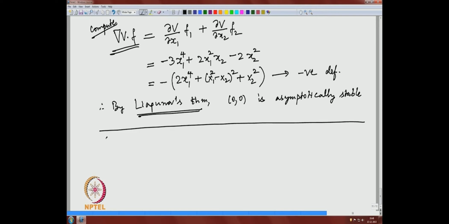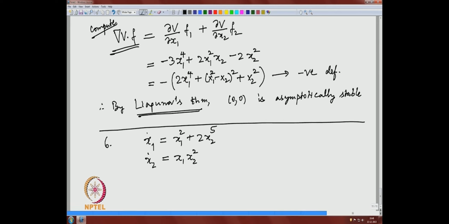And now one more example. This is somewhat special, so let me spend some time on this. x1 dot is equal to x1 square plus 2 x2^5. So, again a 2D system, x2 dot is equal to x1 x2 square.